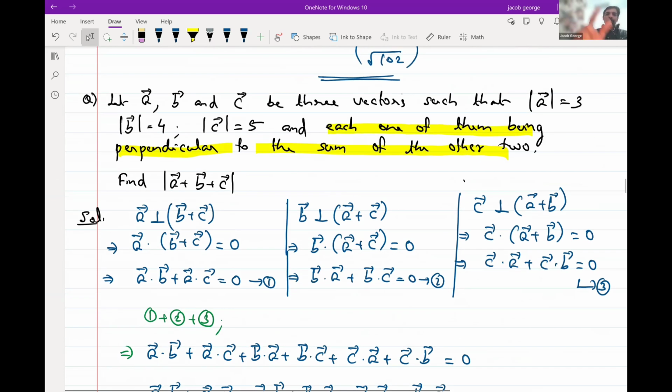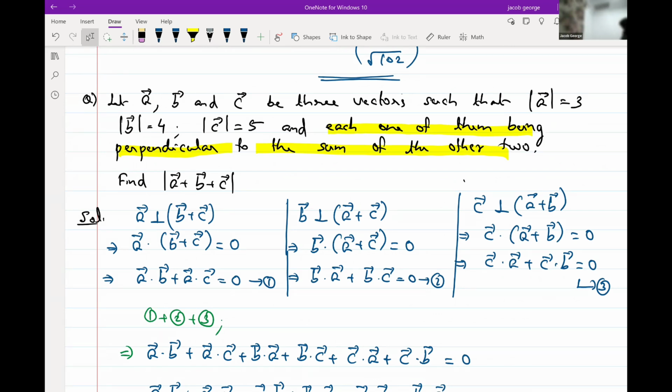And this question is also similar to the last one, a breaking modulus question. This is also there in past papers. Vector A, vector B, vector C are 3 vectors. These are not unit vectors. Instead, their magnitudes are given separately. What is the magnitude of vector A? It is 3. Magnitude of vector B is 4. Magnitude of vector C is 5.